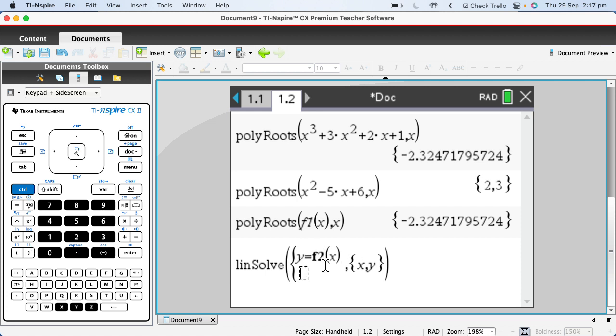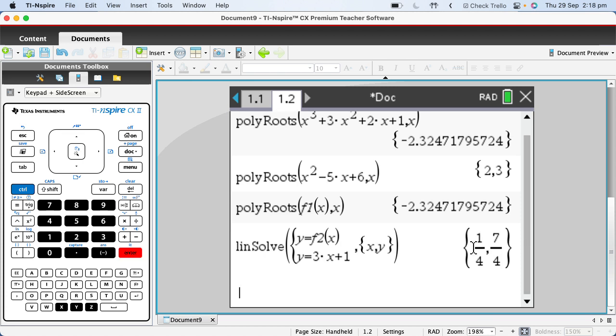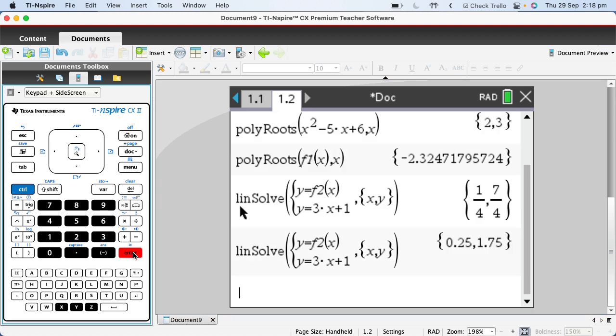The second one, maybe I don't have it as a predefined function, so I'll type it in manually, 3x plus 1. So there's my 2 equations. Press return, and there's my point of intersection, 1/4 and 7/4. And as usual, I can go Control Enter, and I'll get the approximate or the decimal equivalent. It's not approximate in this case. So that's a way of working out simultaneous equations without graphing. Any questions about that before I move on?